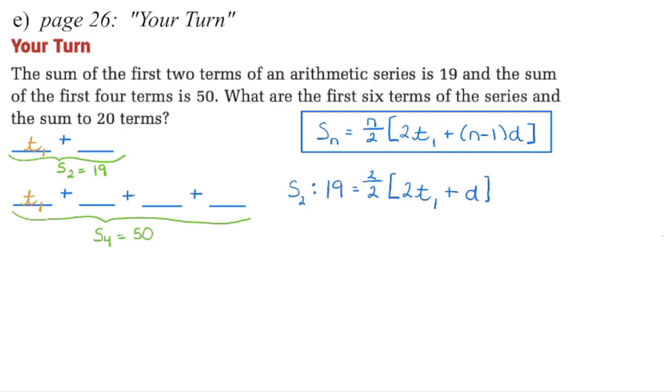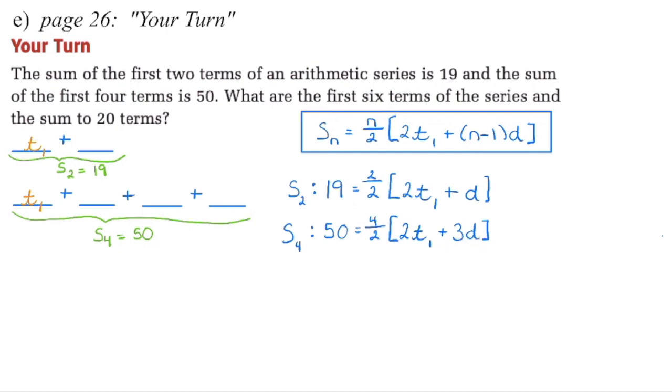So let's go ahead and put some values in here. So in this first series, we have a sum of 19, 2 terms, we don't know term 1, but n minus 1, we have 1 common difference. In my second series, we have 4 terms. The sum of that series is 50, so we put in a 4 for n, and then if n is 4, we have 3 common differences.